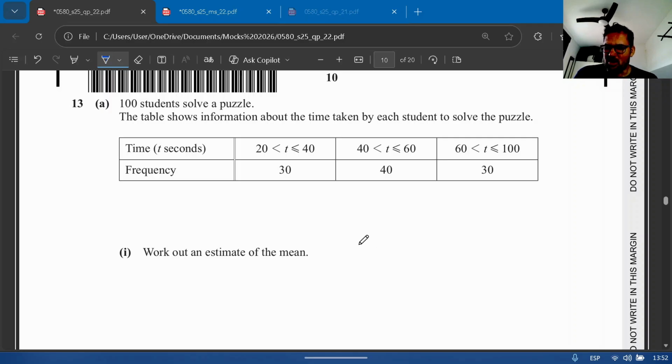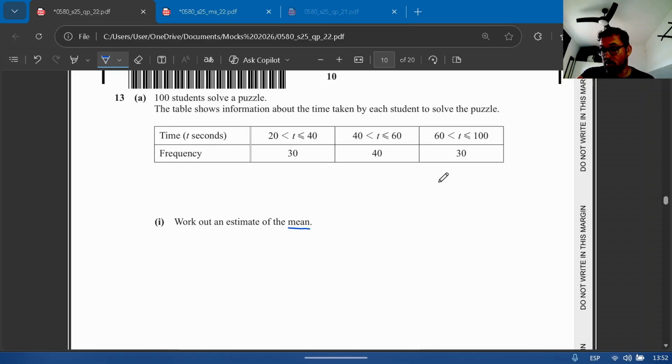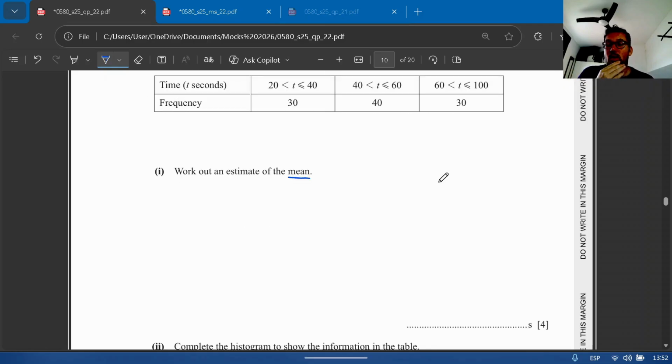Usually this is a calculator question, and this is a non-calculator paper. Right, so to work out the mean of something, we need to add up everything. So we need to add up the time every single student took to solve the puzzle, and then divide it by how many students there are, which is 100. Now, we don't know exactly how long each student took. We know these 30 students took between 20 and 40. This is why this is an estimate of the mean.